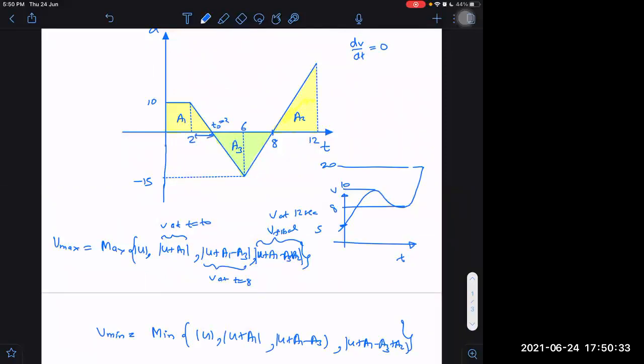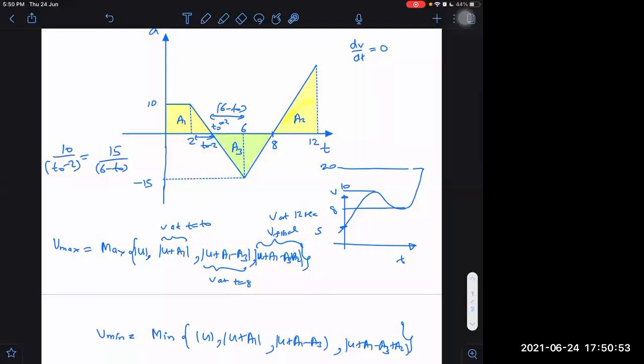This base length will be T naught minus 2. So 10 upon T naught minus 2 is equal to, on the other side, 15 divided by 6 minus T naught. So will it be quadratic? No, not quadratic. Simple only. Multiply this side, multiply that side.